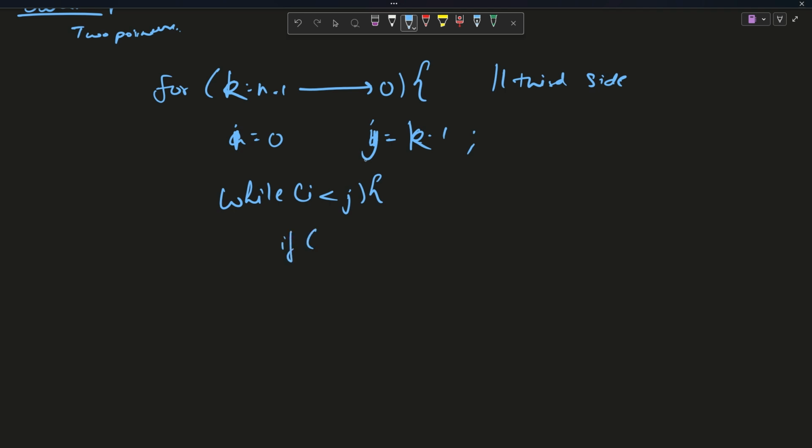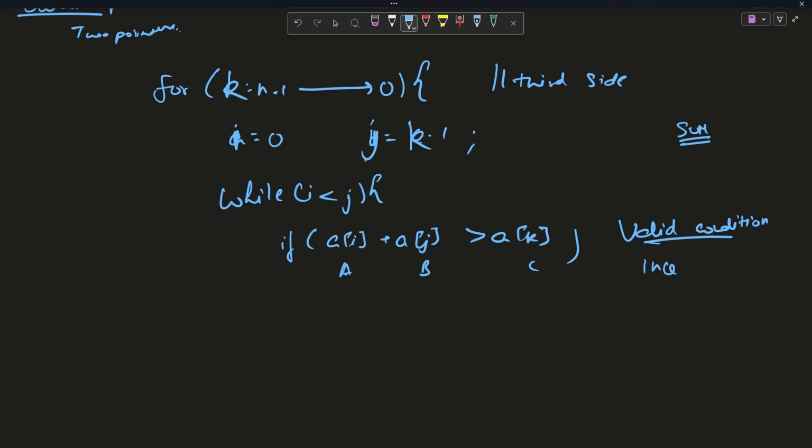Now, if a of i plus a of j, what will happen for a valid thing? I want this sum, a of i plus a of j, to be greater than a of k. That is A, B, C. A plus B should be greater than C. This is a valid condition. For this condition, I need to increment, or change, my answer. My answer will be affected here for this condition, right?